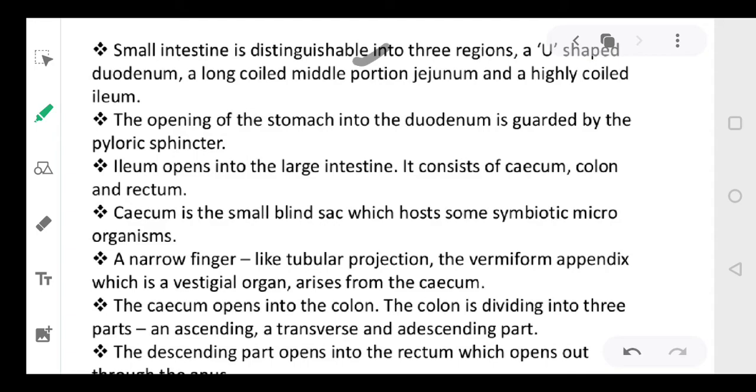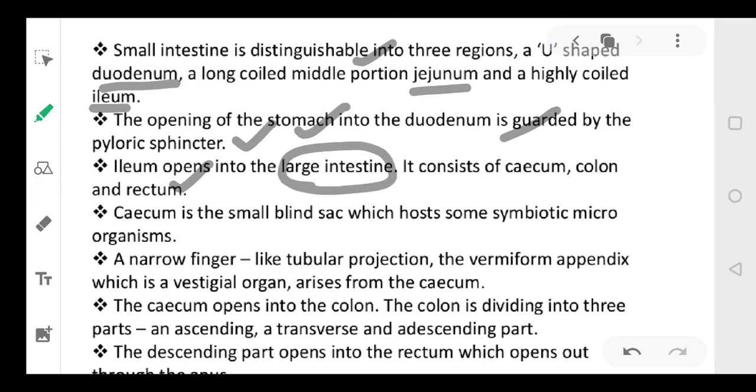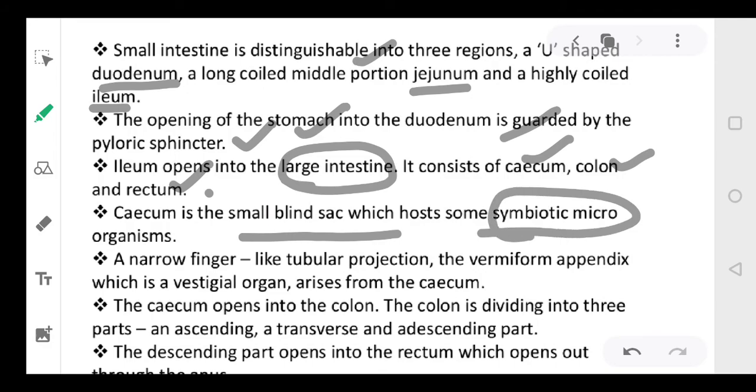So small intestine is divided into 3 portions: duodenum, jejunum and ileum. The opening of the stomach into the duodenum is guarded by the pyloric sphincter. The ileum opens into the large intestine and it again consists of cecum, colon and rectum. Okay, cecum is a blind sac where symbiotic organisms are present. Then there is a vermiform appendix which is also attached to the cecum.